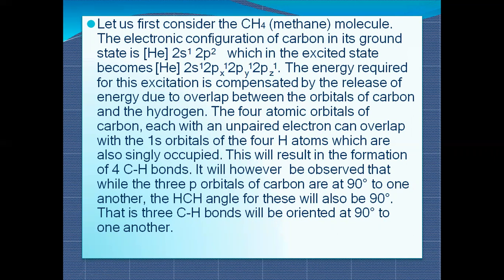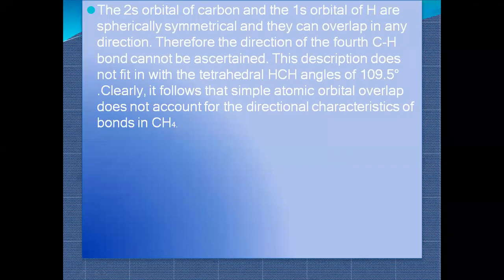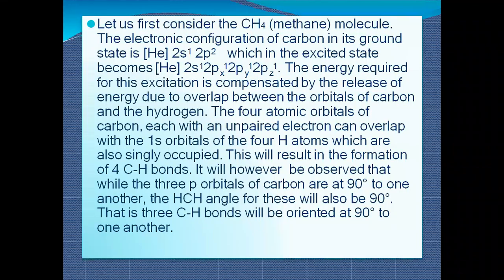compensated by the release of energy due to the overlap between the orbitals of carbon and hydrogen. The four atomic orbitals of carbon, each with an unpaired electron, can overlap with one orbital of each of the four hydrogens, which can also be singly occupied. Let's see how this overlapping takes place.